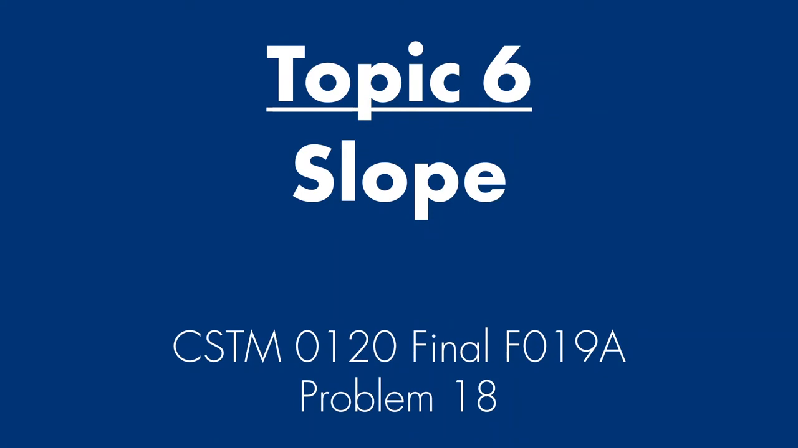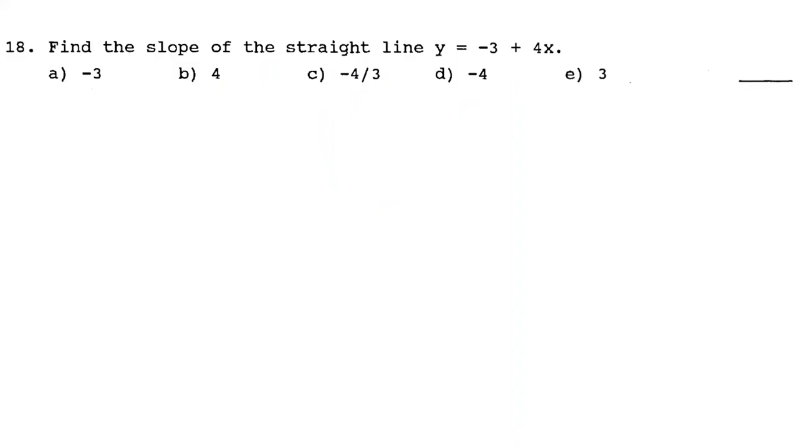Slope, topic 6 is just the slope. We're going to look at problem 18, final F019A. It's very similar to the previous topic. This problem is actually pretty simple. Find the slope of the straight line. They're trying to confuse you. They're trying to make you do extra work. Look at this. This is the slope, 4.